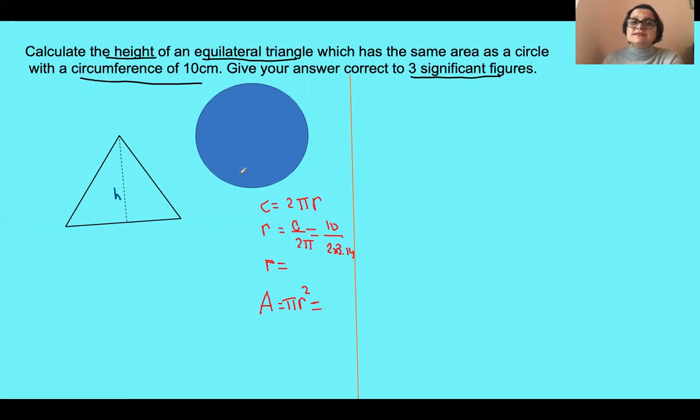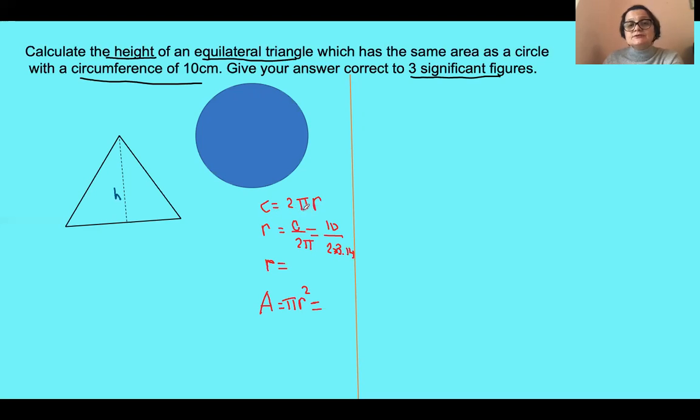Now, circumference is 10 centimeters. And the area of this triangle is the same as the area of the circle, which means that through knowing the circumference, I can get the radius out of it. See here, I have rearranged the formula.